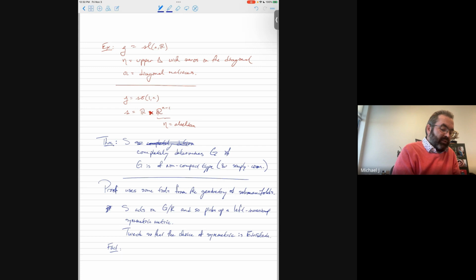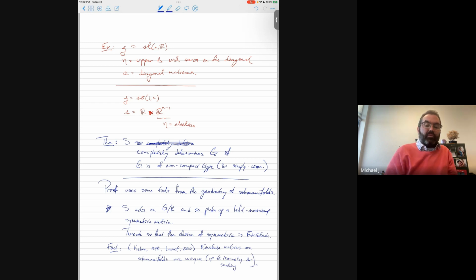This is due to Jens Heber from 1998 and a work by Jorge Lauret from 2010. Einstein metrics on solvmanifolds are unique up to isometry and scaling. And so that's what we're going to take advantage of.